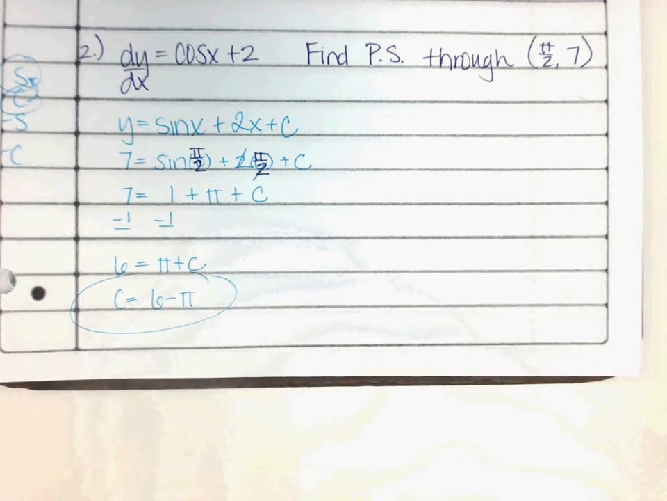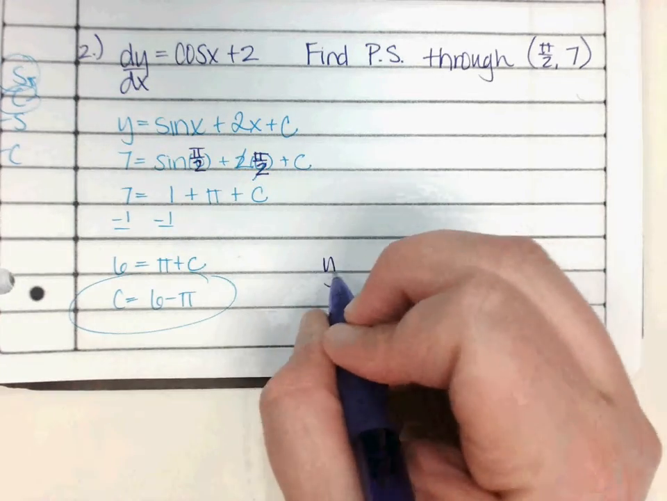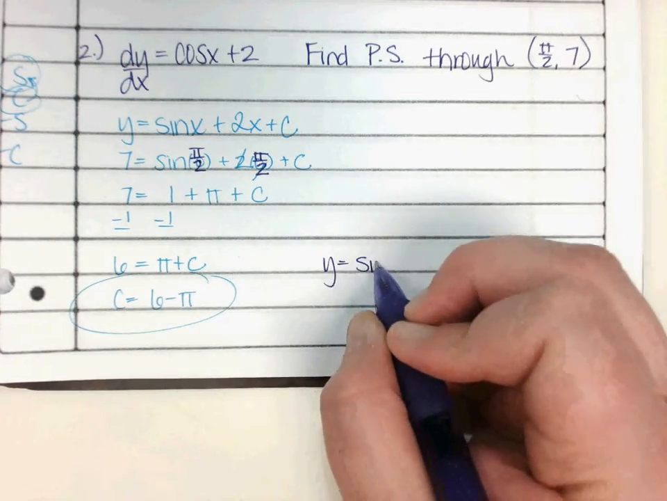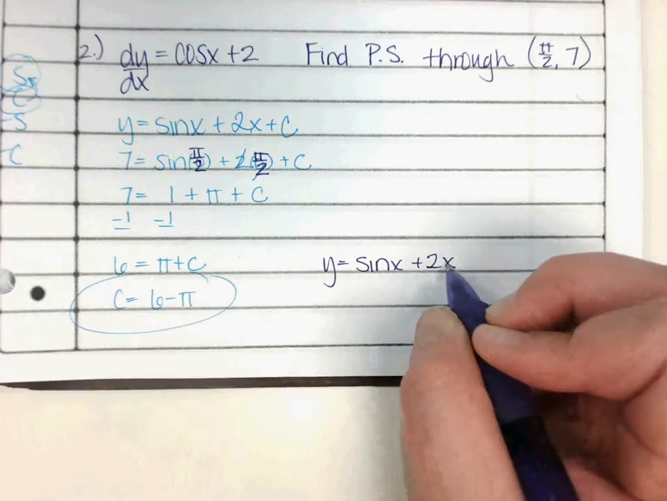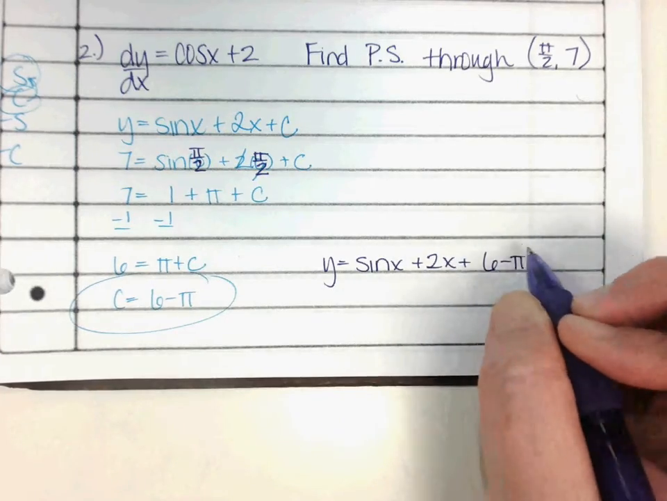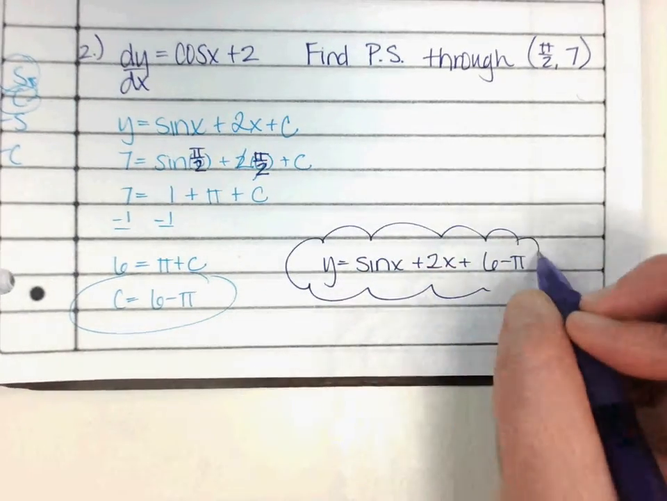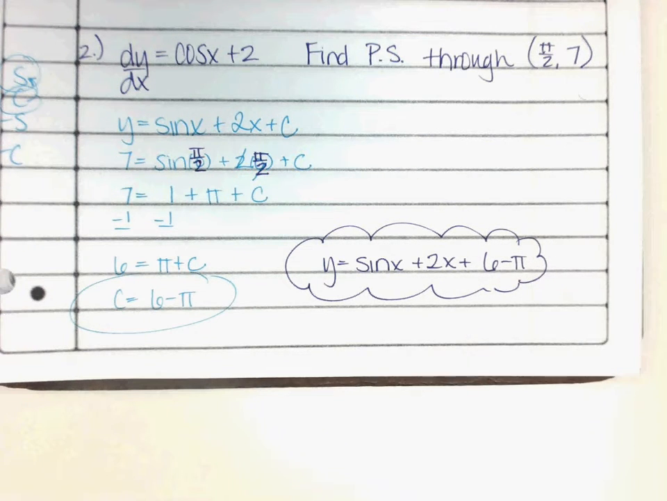Make sense? Okay, so you go back to your general solution, move the c out of the way, put the 6 minus pi in, and then you're done. So my particular solution would be y equals sine x plus 2x plus 6 minus pi. And that would be your answer. Good. So good. Okay, only 2 more left.